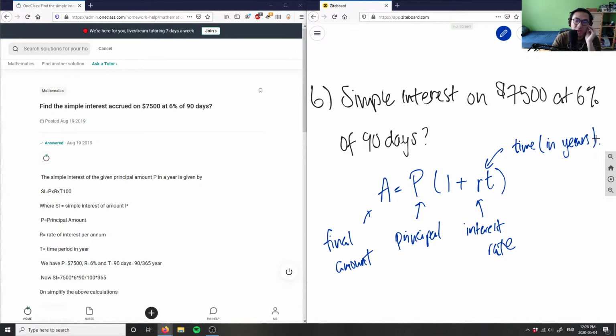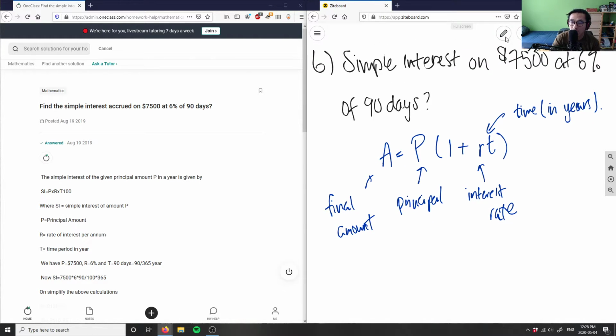Given this formula, we can simply use it to solve our problem. We don't know what our final amount is, so we're solving for A. Our principal is our starting value, so we put $7,500 into the bank. It's 1 plus R, the interest rate. The interest rate is given in percent, so we have to convert it to a decimal, right? So 6% is going to equal 0.06.